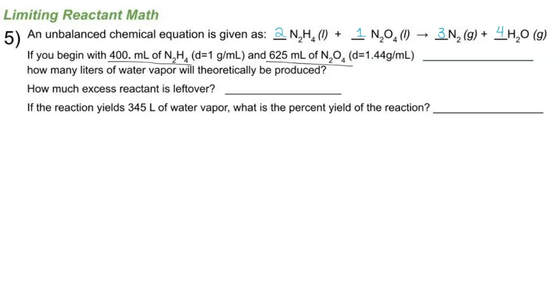So let's see, 400 milliliters of N2H4. And now, since milliliters is not on our stoichiometry flowcharts, we are going to first have to use the density that's provided to get that into grams. And so we will just convert milliliters of N2H4 to grams of N2H4. And then our density value says that the density is actually just 1 gram per milliliter. So 1 to 1 gram per 1 milliliter.